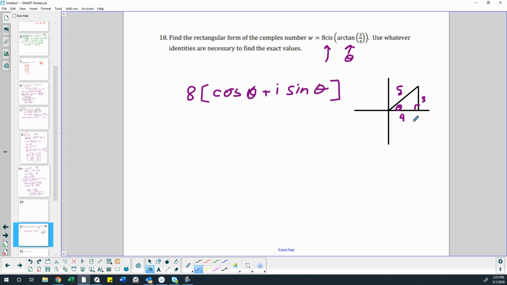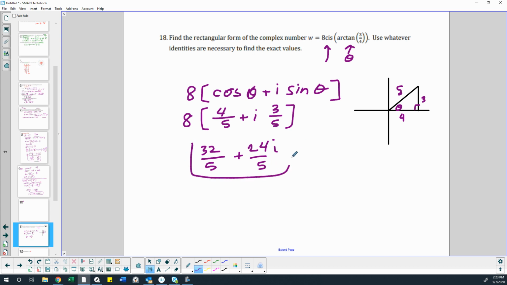We don't need to calculate it because we're just going to use the ratios, so there's no reason to calculate it. So we have 8 times the cosine of, cosine is adjacent over hypotenuse, so 4/5 plus I times the sine of 3/5. And we multiply that out and we get 32/5 plus 24/5 I, or 24 times I fifths, or however you want to say that.